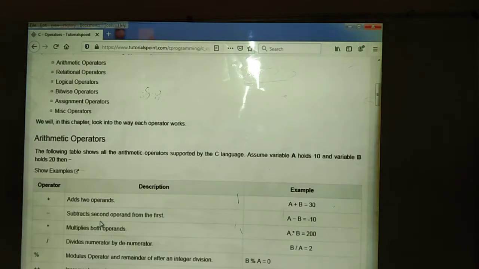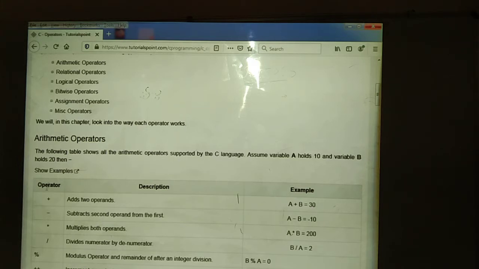The following table shows all the arithmetic operators supported by the C language. It shows which types of symbols we are going to be using in arithmetic operators. Next, assume variable A will be holding 10 and variable B will be holding 20. A stores the value 10, B stores the value 20. By using operators we can perform the specific operations.